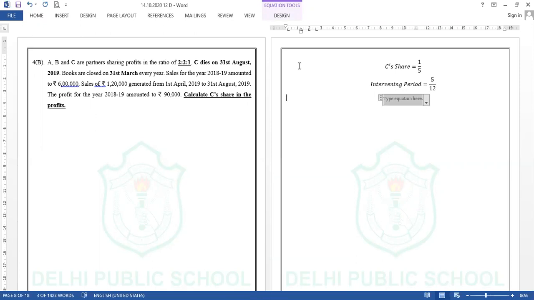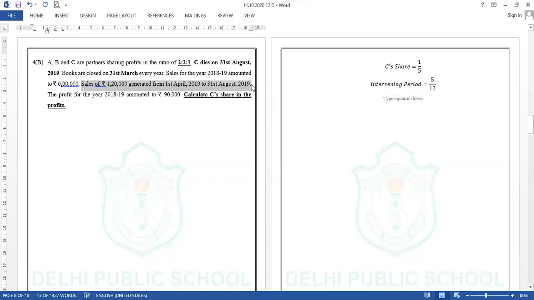Okay. Now, sales for the year 2018-19 amounted to 6 lakh. 18-19 is previous year. Sales of rupees 1 lakh 20 generated from 1st of April 2019 to 31st of August 2019. Now this is something really very important. So this sales given is of that intervening period only. Yesterday when I was discussing the theory, I'm sure not many of you might have been able to understand this, but whenever sales is given, it has to be done on turnover basis, so sales will be given for that intervening period only. And in such a case, we simply need not consider the number of months of the intervening period.